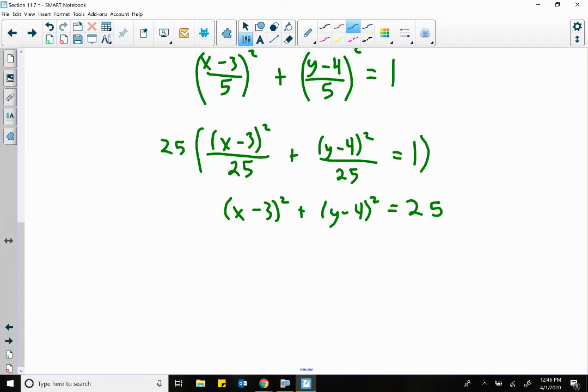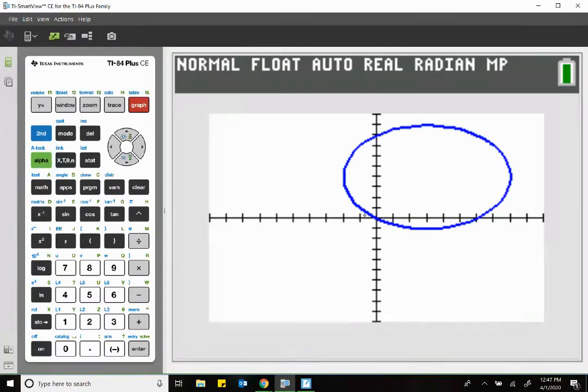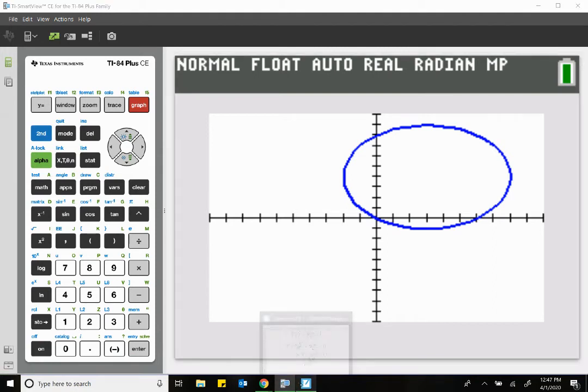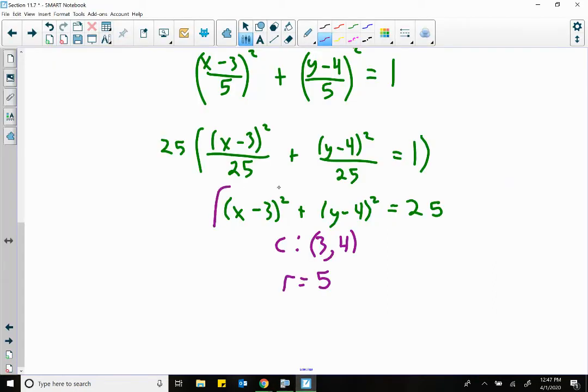And again, that's that equation of a circle, as we've seen before, where the center is at 3, 4, and it had a radius of 5, which was what you saw on our graph here. The center is at 3, 4, and if we count over to the right 5, left 5, up 5, down 5, that's our circle. So it makes sense that this is the final answer, because our picture was a circle. Okay.